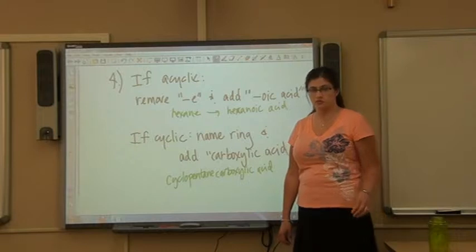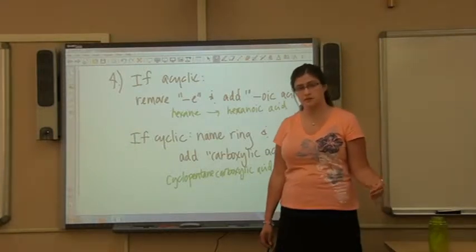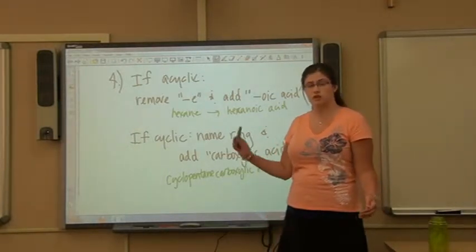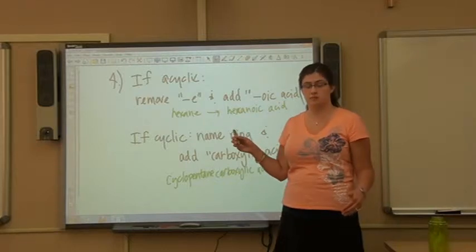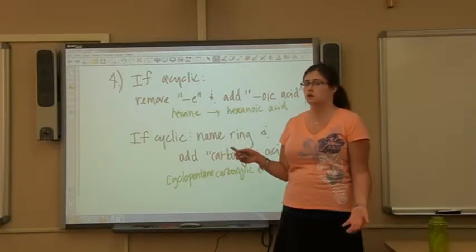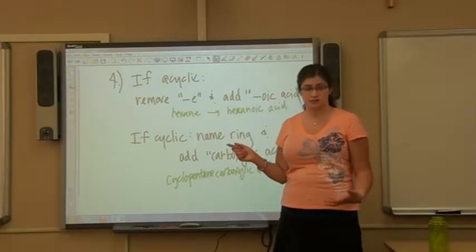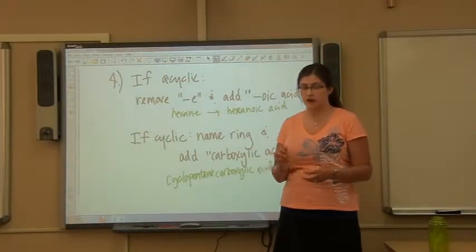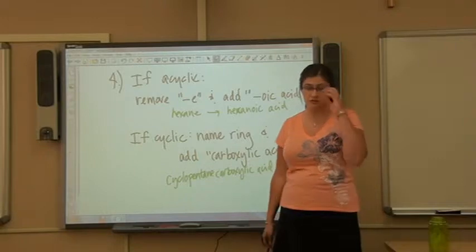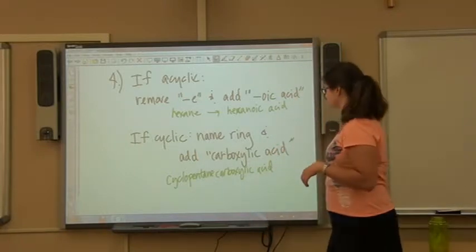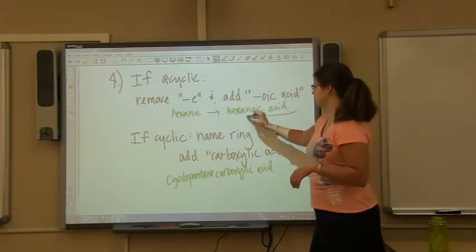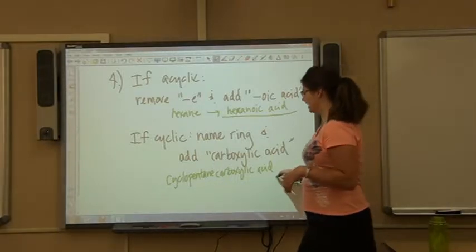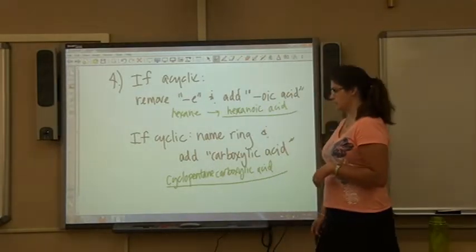There's a difference between naming these two types of carboxylic acids. So you're going to want to circle this part of the slide if you print out the lecture notes. If you don't print out the lecture notes and you write them down, make sure that you highlight this or make a note of this in your own notes. So here we have hexanoic acid and here we have cyclopentane carboxylic acid.